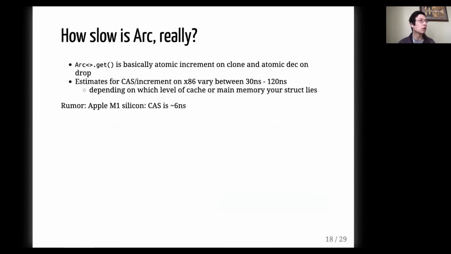So how slow is Arc really, in case you're worried about using Arc instead of cloning? Well, if the data is any significant size, it is fast. It is almost always faster, actually. Basically, Arc is just an atomic increment on the clone and an atomic decrement on drop. And roughly on an x86, they estimate that this is between 30 and 120 nanoseconds, depending on which level of cache. It might be faster on other hardware.